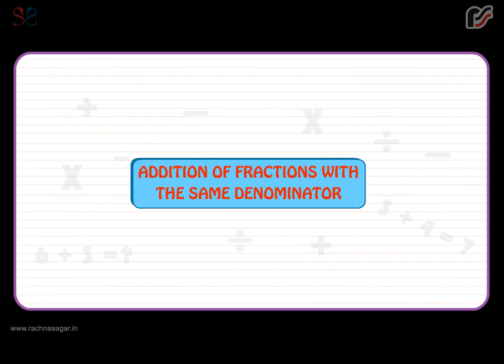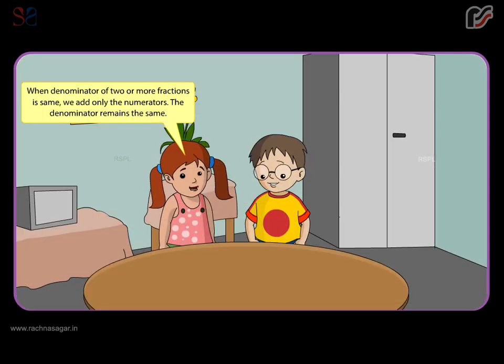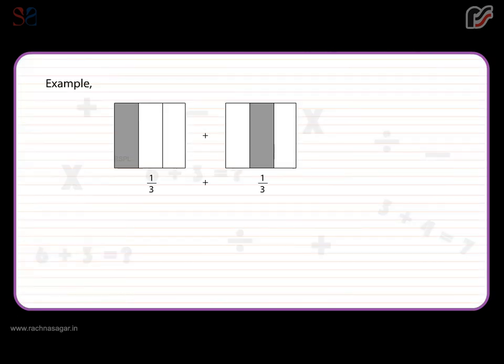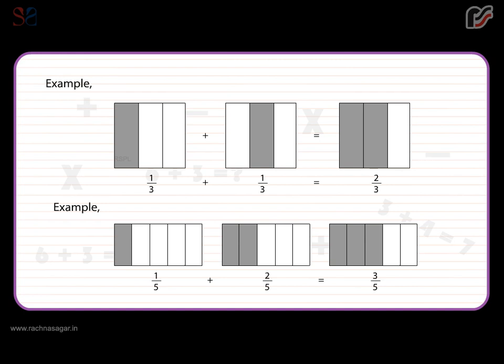Addition of fractions with the same denominator. When denominator of two or more fractions is same, we add only the numerators. The denominator remains the same. Example, 1/3 plus 1/3 is equal to 2/3. Example, 1/5 plus 2/5 is equal to 3/5.